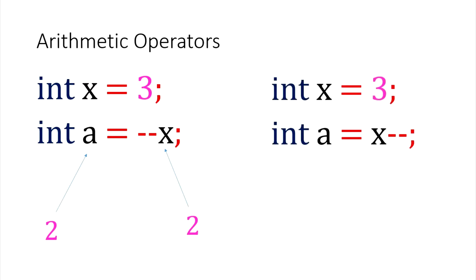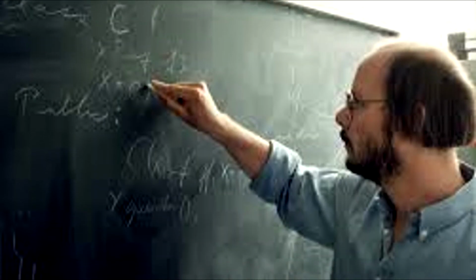Similarly, while using a post-decrement, a is 3, the value of x before the decrement, and the decrement causes x to be 2. As an aside, when Bjarne Stroustrup chose the name C++ for his enhancement to the C language in 1983, he obviously had the post-increment operator in mind.